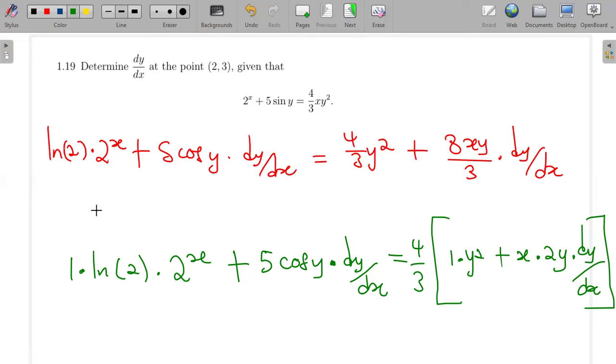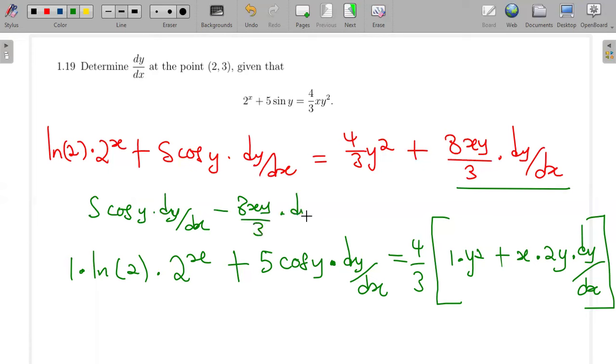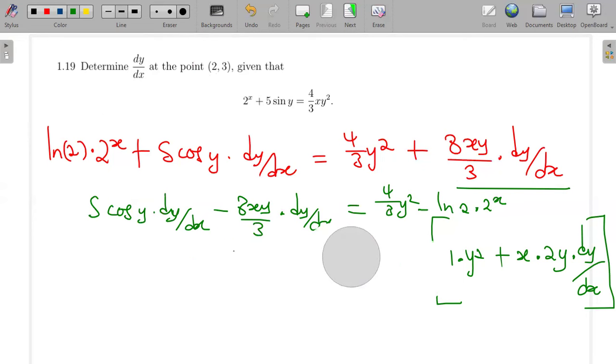So I'm going to say 5 cos y dy/dx. And then this part that has the dy/dx comes here, so it will be minus 8xy/3 dy/dx. And then is equal to, this one has remained here, 4/3 y squared. And then this one has gone to the other side, so it's minus ln 2 times 2 to the power x. So that's what we have.